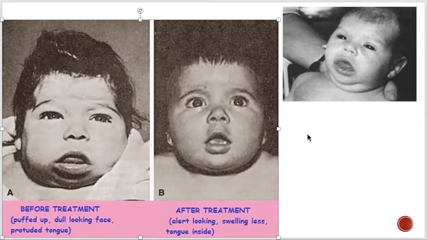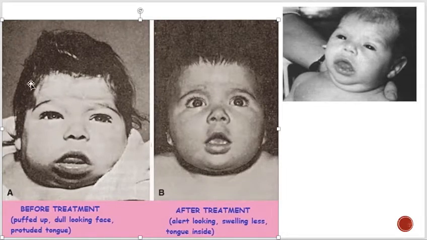they have hoarse cry, they are lethargic, their feeding is poor, and one very important thing, they have macroglossia. You can see over here the tongue is out. They have coarse facial features, you can appreciate over here. The features are coarse here. Their fontanelle is large, and they have umbilical hernia as well. So umbilical hernia is associated with congenital hypothyroidism.